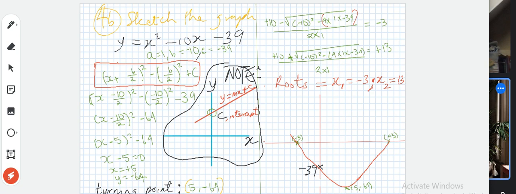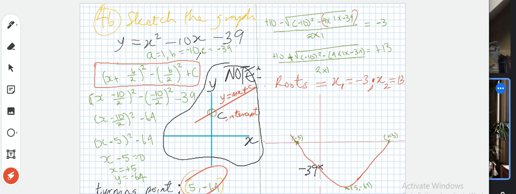First of all, we are asked to sketch the graph. To sketch it, we need to know the turning point. And to locate the turning point, after we have transformed it to this form, (x minus 5) all squared minus 64, we just equate the one inside the bracket to 0. So x minus 5 equals 0. That gives us x equal to 5. So the coordinate of the turning point is where x is 5 and y is minus 64.